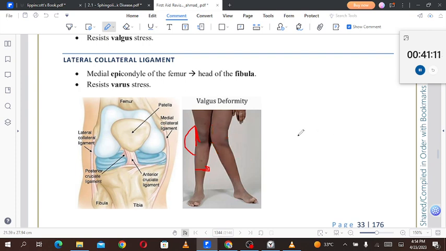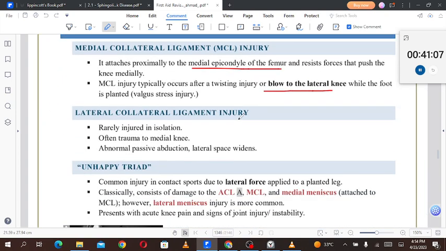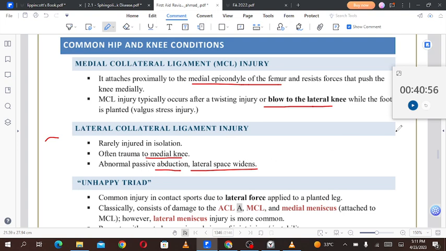Then we have, let's come back, medial collateral ligament. Then talking about the lateral collateral ligament injury: rarely injured in isolation, often trauma of the medial knee, abnormal passive abduction, and lateral space widens. So here they're saying abnormal passive abduction. I guess it is the abduction of the knee, but I'm not able to understand this particular line.